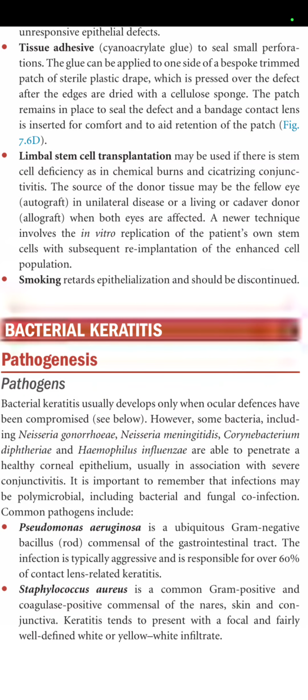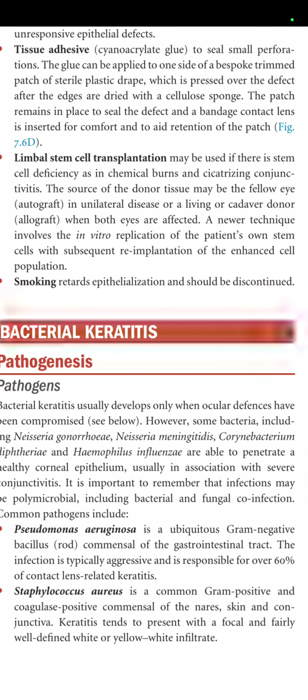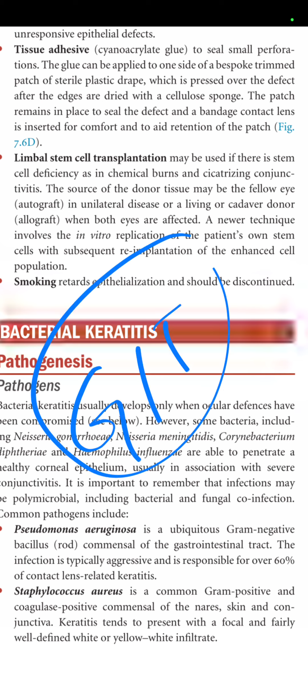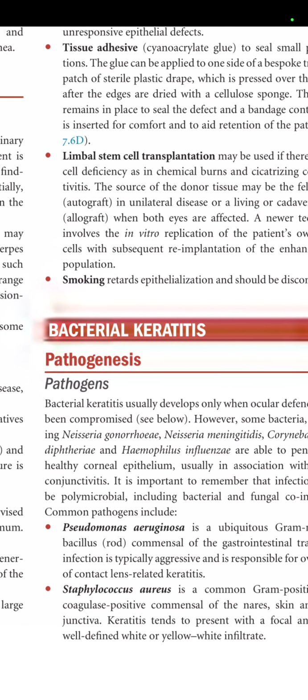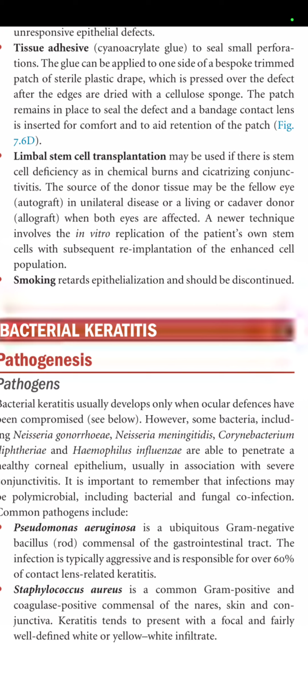Common pathogens include Pseudomonas aeruginosa. It is a ubiquitous gram-negative bacillus, a rod, and a commensal of the GIT. So basically, these organisms are generally present in the GIT, where they are normally present. The infection is typically aggressive and is responsible for about 60% of contact lens related keratitis. It is one of the common infections.